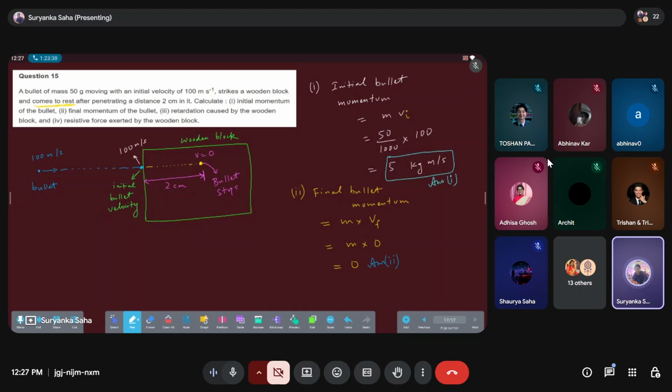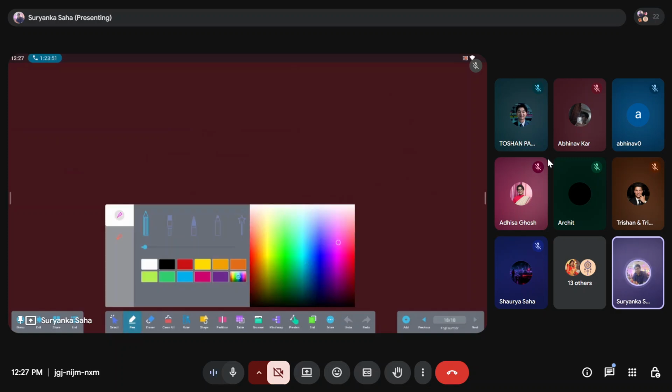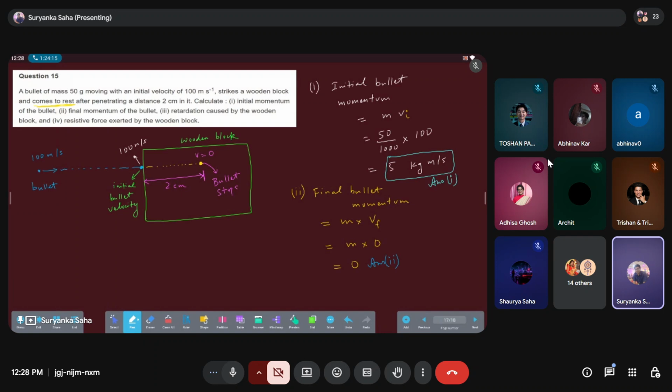Okay, next, retardation caused by the wooden block. So you have to find out the acceleration. First you write acceleration by the wooden block. Acceleration is equal to final velocity minus initial velocity. Final velocity, what is it? Final velocity is 0. What is the initial velocity? 100.